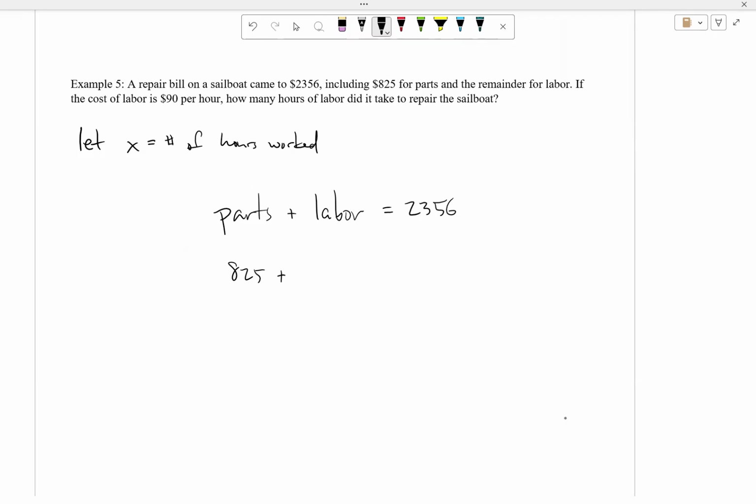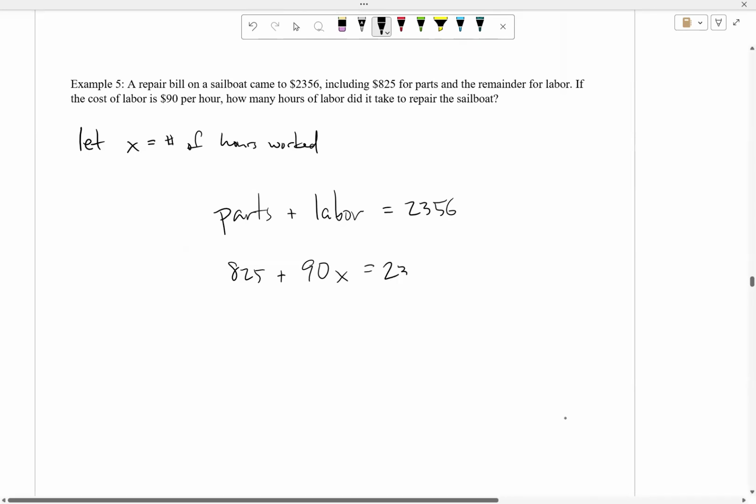I need a variable in here. So if it's 1 hour, for labor it would be $90. For 2 hours, 180. For 10 hours, 900. But I'm not going to say it's any particular number of hours. It's just 90 times X. Isn't that what we're doing? We're trying to figure out how much is being charged for labor?